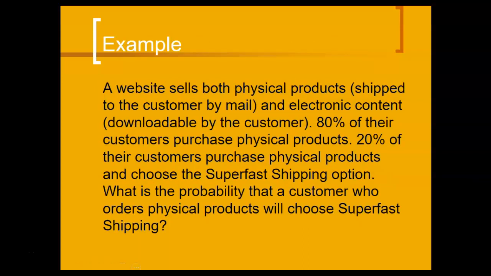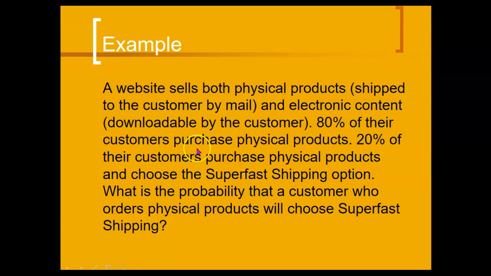Here's an example. A website, imagine something like Amazon.com, sells both physical products that are shipped to the customer by mail and electronic content downloadable by the customer. So for example, you could order a physical book that would be shipped to you, or you can order an ebook that you could download and read on your phone or your e-reader.